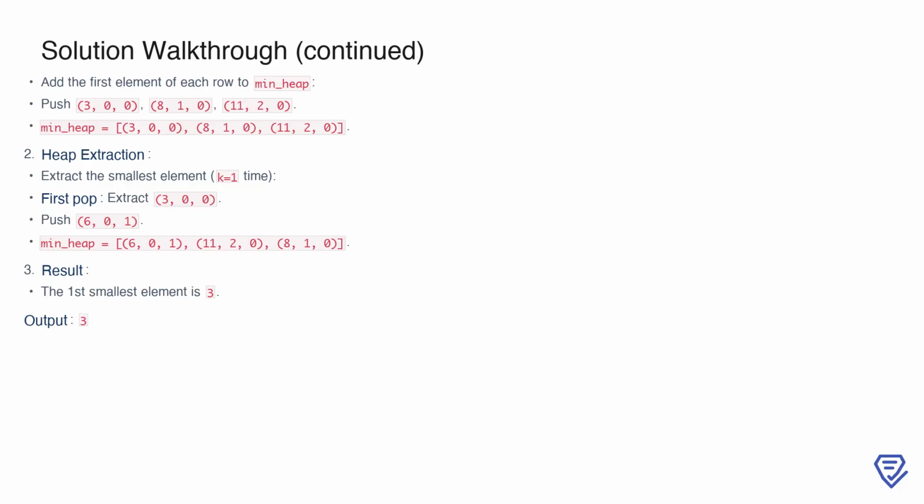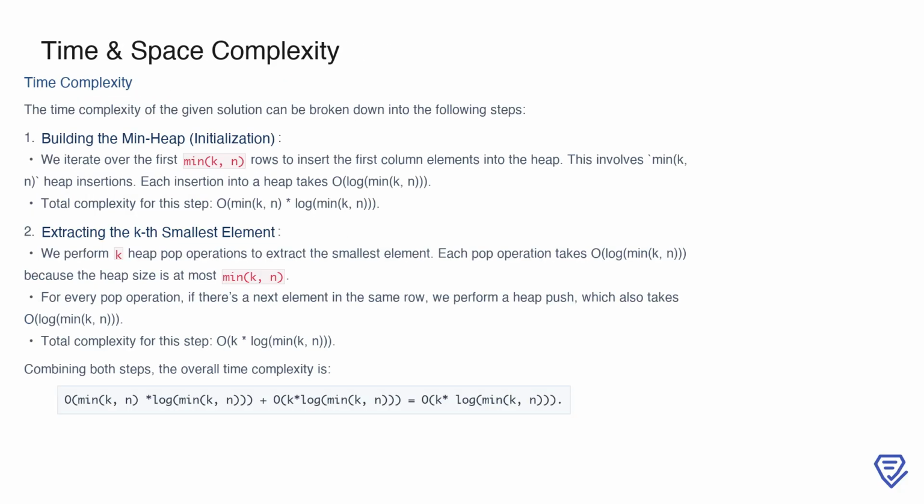Here, we break down the time complexity of the heap-based solution. First, during the initialization step, we build a min heap by inserting the first column elements from the first min(k, n) rows. Since each insertion into the heap takes logarithmic time proportional to the heap size, the total time for this step is O(min(k, n) * log(min(k, n))).